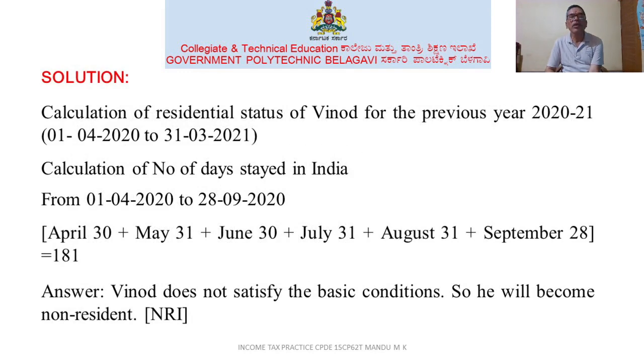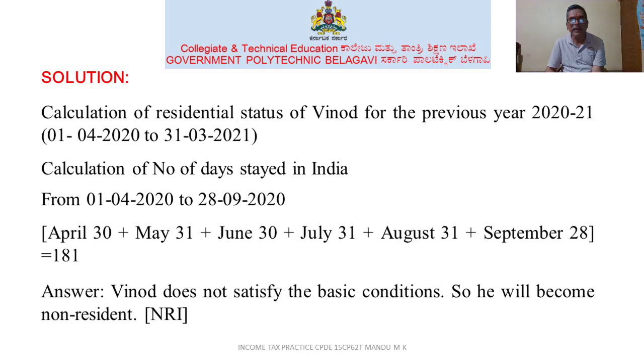Solution. Calculation of residential status of Vinod for the previous year 2020-21, ending 31/3/2021. Calculation of number of days stayed in India from 1/4/2020 to 28/9/2020. April 30 days, May 31 days, June 30 days, July 31 days, August 31 days, September 28 days. Total his stay is 181 days.